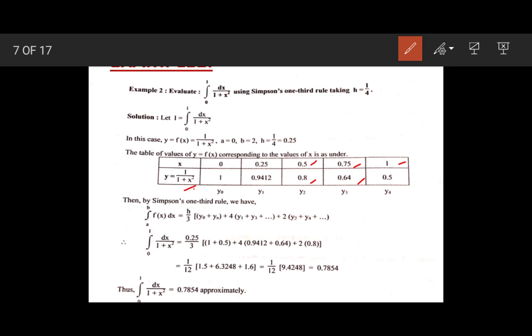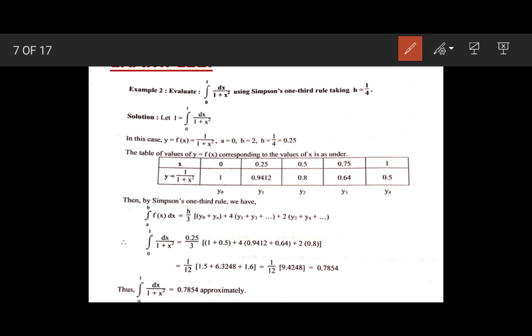And finally when x is 1, why 1? Because of the upper limit. Here b is 1. Sorry, I said it wrongly before; here b is 1, the upper limit is 1. So the last value will be for x equal to 1, then y will be 1 upon 1 plus 1 square, so that is equal to 0.5.